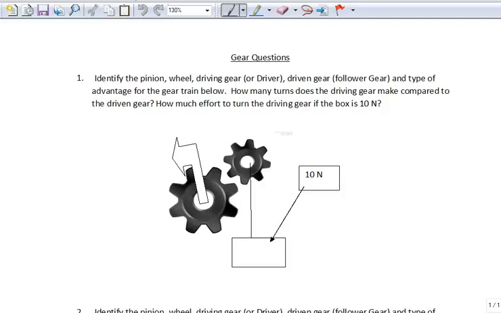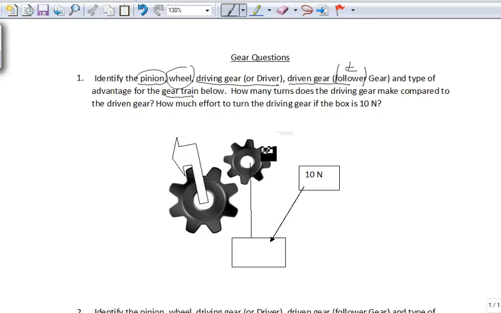Hi there, let's go over your gear questions to review terminology as well as some calculations that we need to know about gears. So terminology wants you to identify the pinion, the wheel, the driving gear, also called the driver, the driven gear, or sometimes called the follower gear, and what kind of advantage the gear train. A gear train is 2 or more gears. And then how many turns, as well as how much effort. So lots to do here.